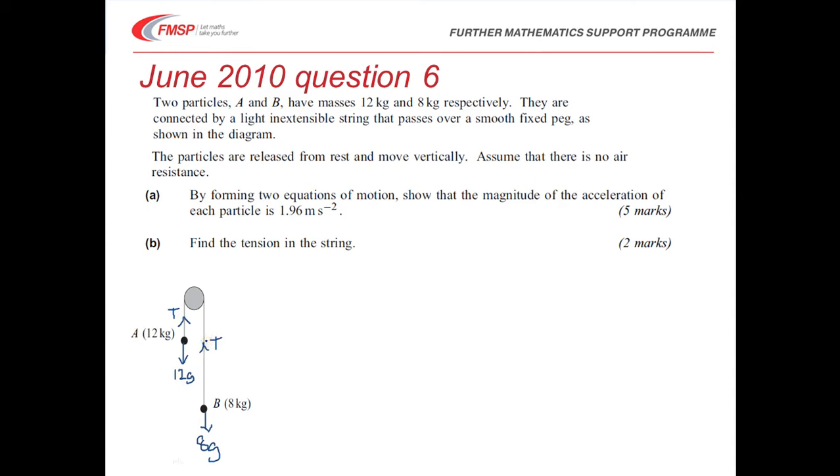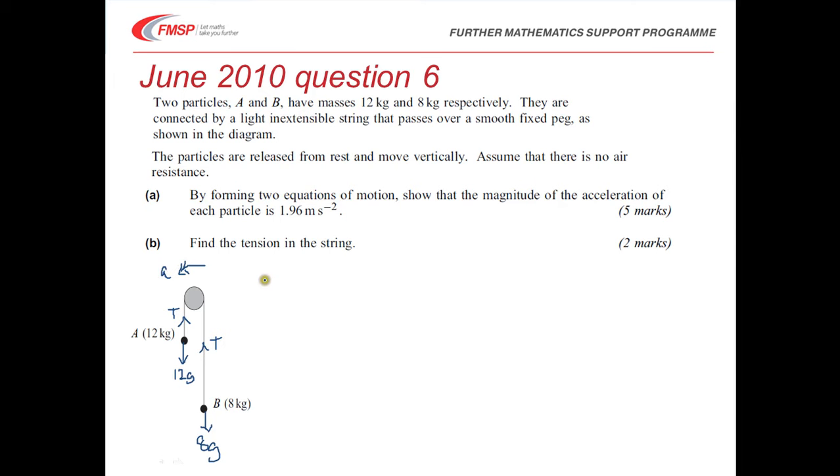Next what we need to think about is what direction the motion is going to take, and notice we've got a heavier particle over on this side, so the acceleration is going to be in that direction. So it's a good idea always to think about that and mark it on your diagram.